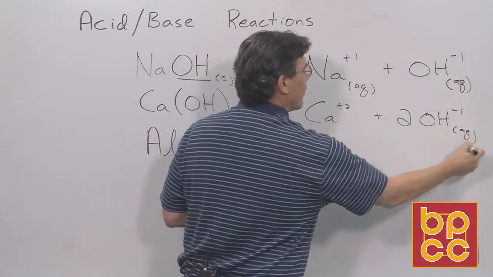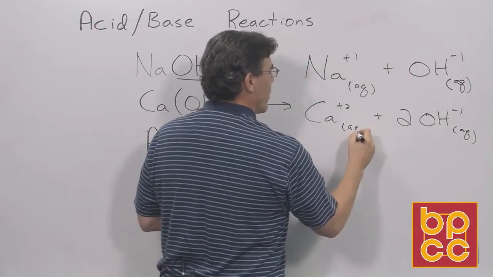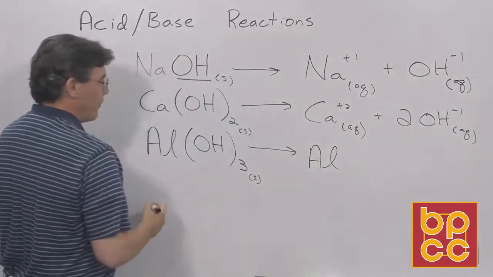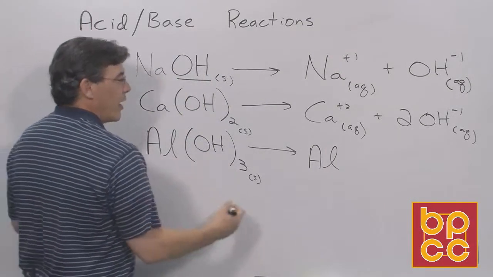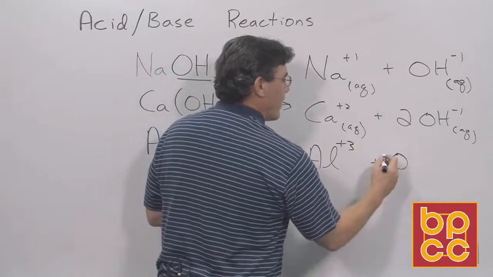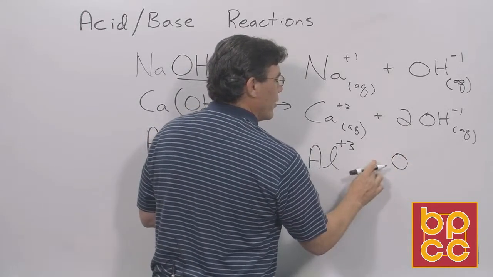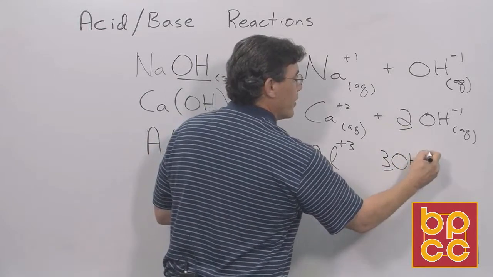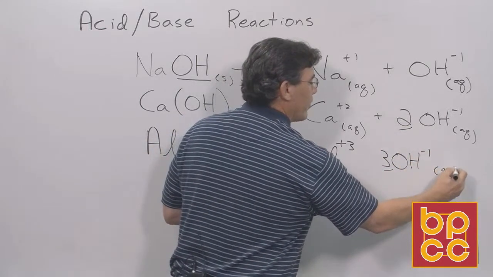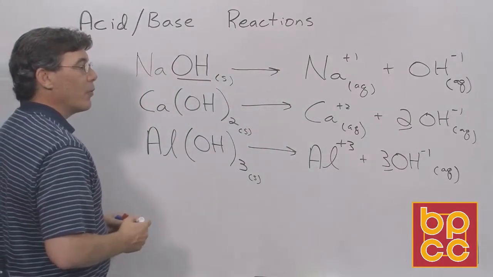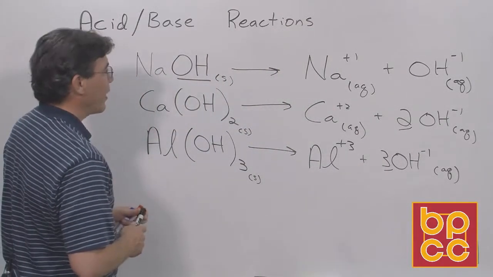Again, everything is now dissolved in water, so we can write aqueous. And then with this aluminum hydroxide, 1 aluminum and 3 hydroxides. The aluminum has a +3 charge, and that's the reason that we need to have 3 OH ions, again, to add up to 0 to make the charges equal 0 for the ionic compound.